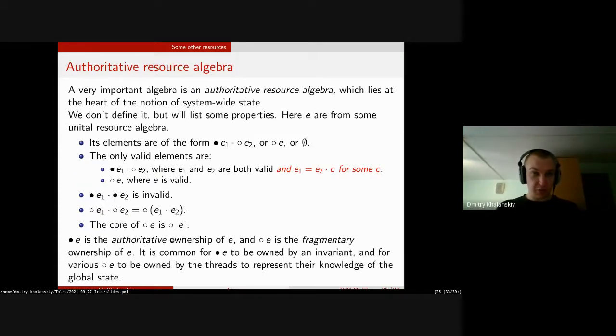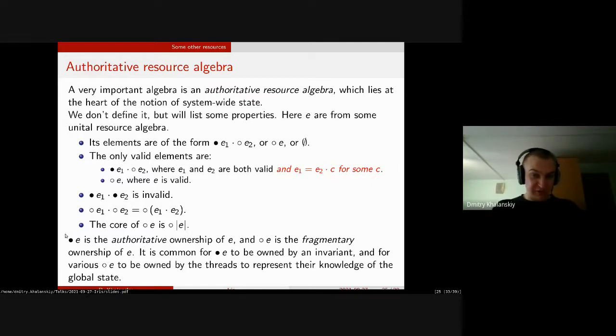And now enter the authoritative resource algebra. The authoritative resource algebra contains some really obscure elements that we won't explicitly define, as this would, in my opinion, obscure its purpose, and the authors of the Iris framework seem to agree, as they did place the definition of the authoritative resource algebra long after they first used it.